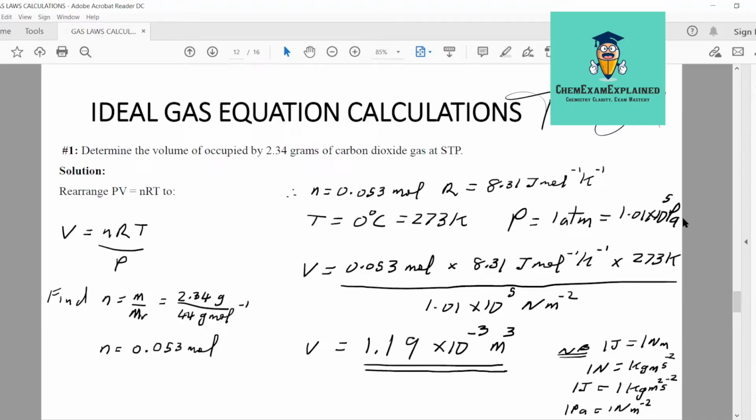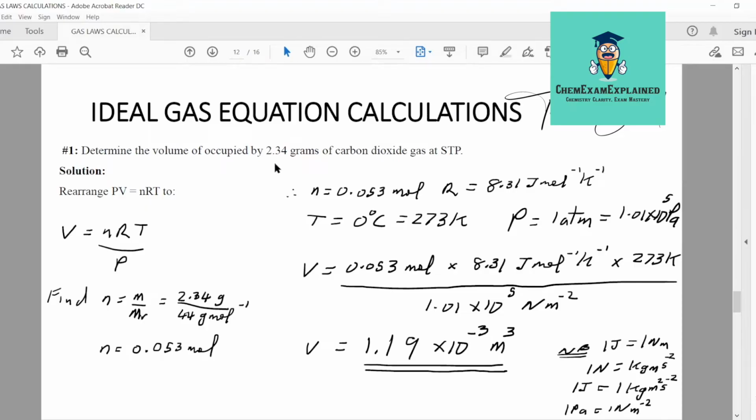And remember that Pascal is the same thing as Newton per meter square. So given the information that we have, we want to find the volume. And we start with the equation PV equal nRT. We make V the subject of the formula. So now we have V equals nRT over P.